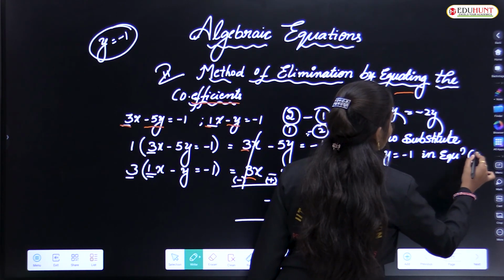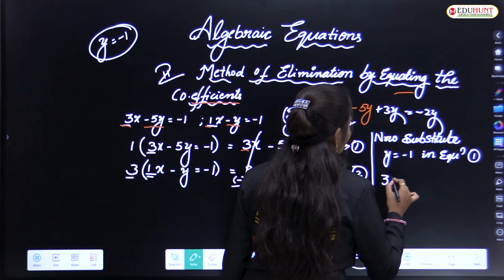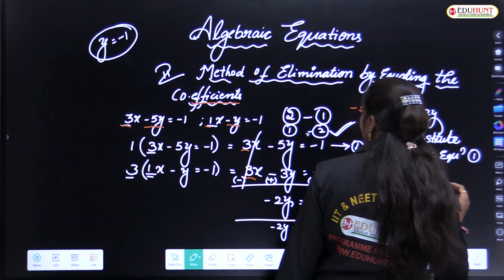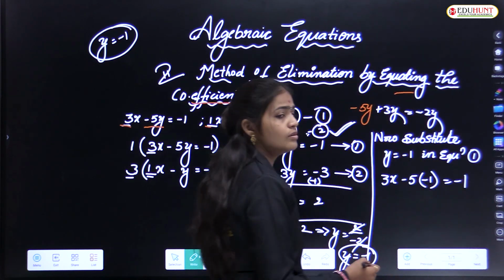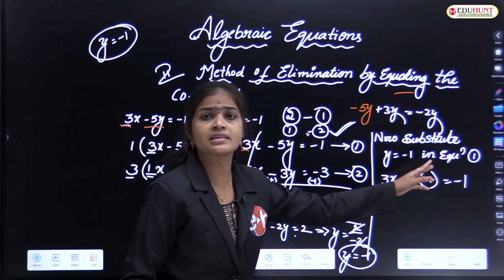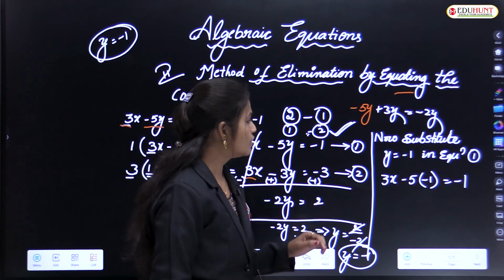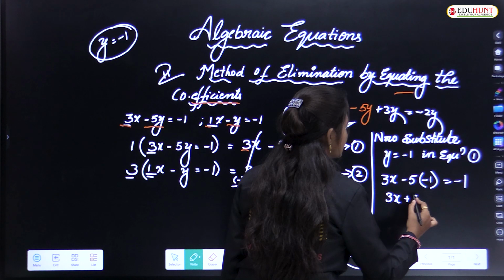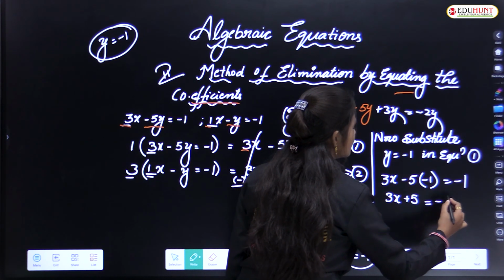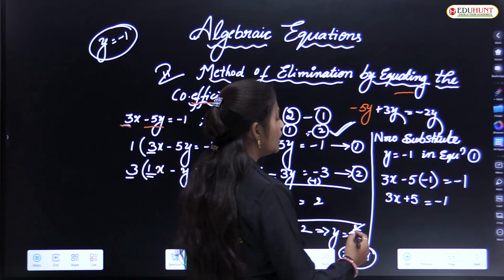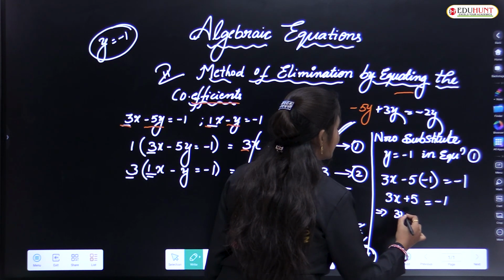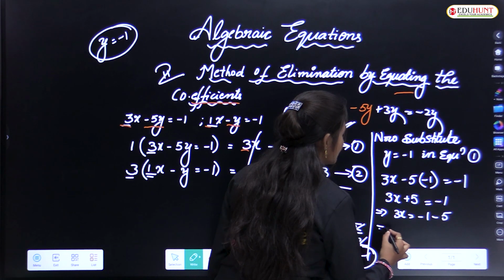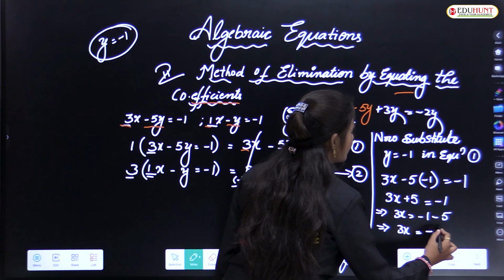So first equation, that is 3 into x minus 5 into y is equals to minus 1. So substitution completed. Substitution means just replace that variable with that value. So y is equals to minus 1. So 3x, minus into minus is equals to plus, 5 into 1 is equals to 5, which is equals to minus 1. Okay, so here 3x is equals to minus 1 plus 5 becomes minus 5. So from this one 3x is equals to minus 6.